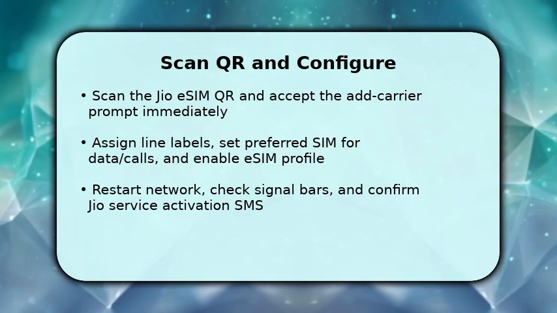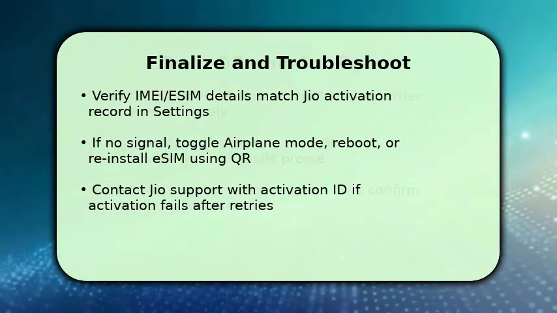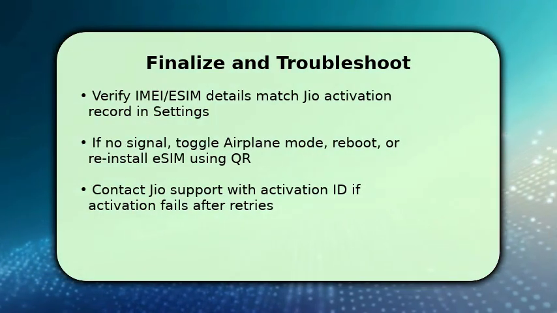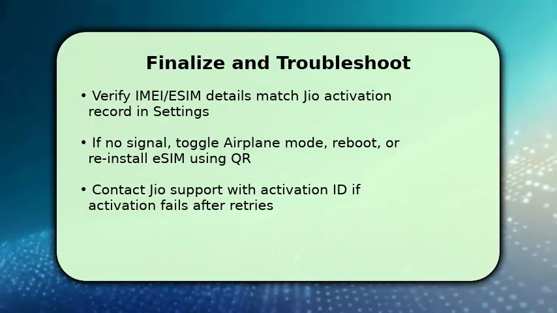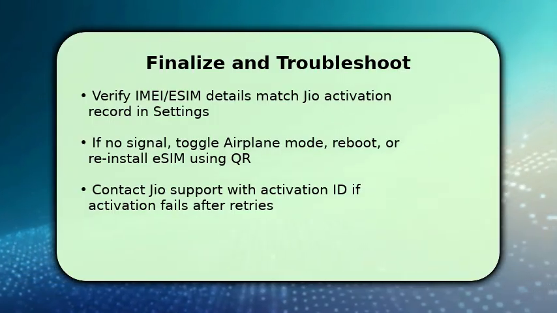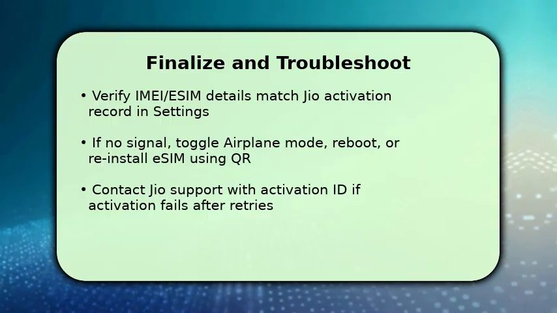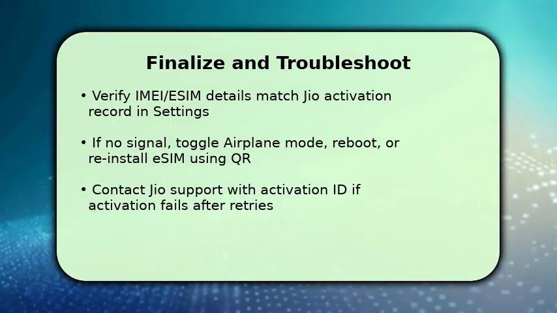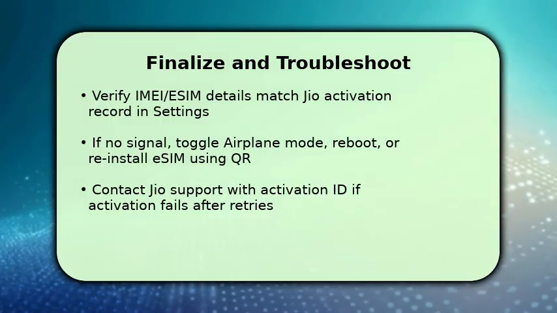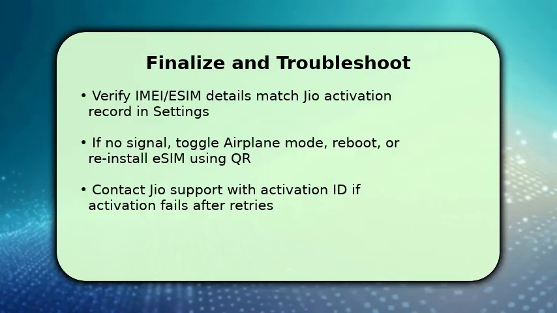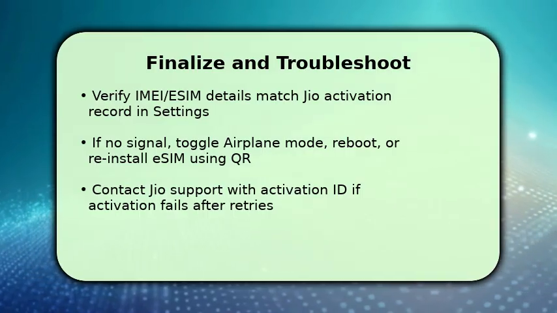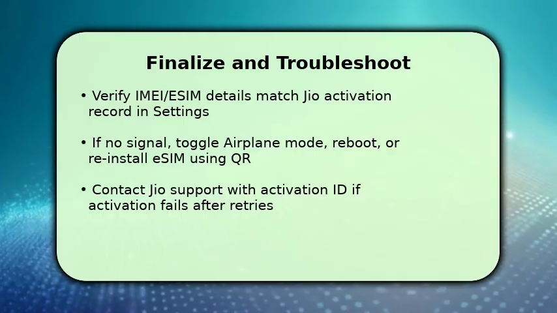To finish, confirm the eSIM shows active and that your Jio service sent an activation SMS. Check settings for the installed profile and matching IMEI if requested. If you don't see signal, toggle airplane mode briefly, reboot the phone, and if needed, remove and re-add the eSIM using the QR. These steps clear temporary network or provisioning locks.